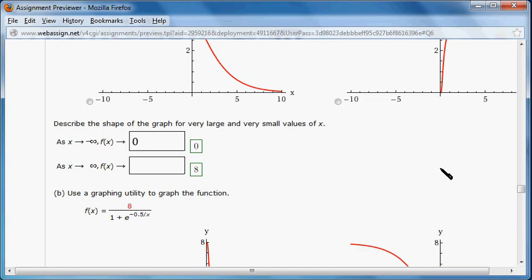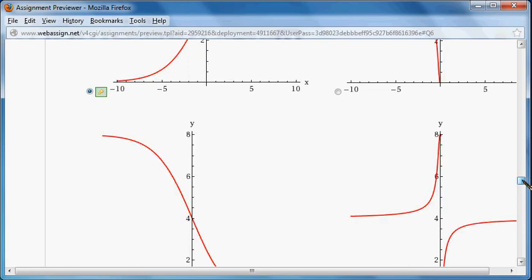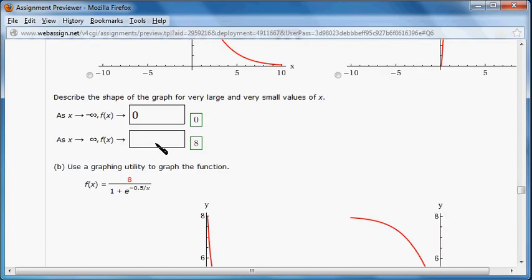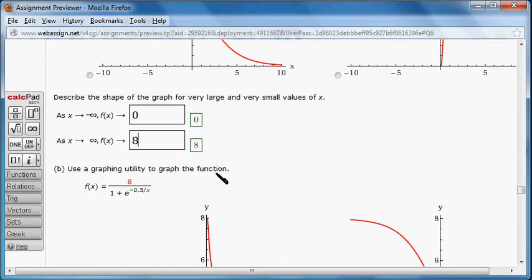Then as x gets larger and larger, if you look at the formula, e to the negative 0.5x actually goes to 0. Which means that the function value goes to 8 over 1, which is 8. So you can see that that's going to be 8, and you can see the answer there.